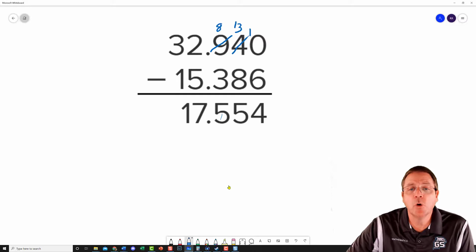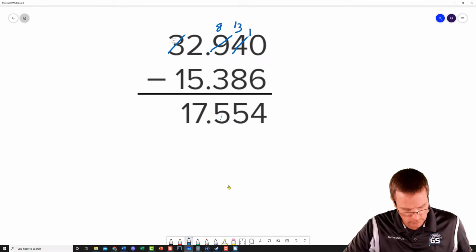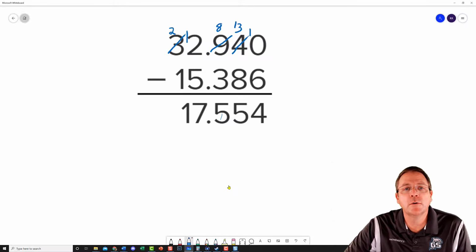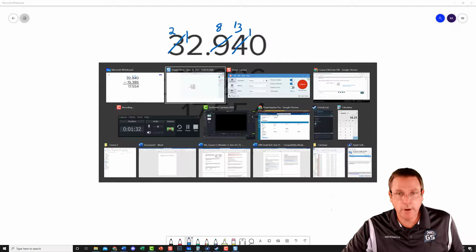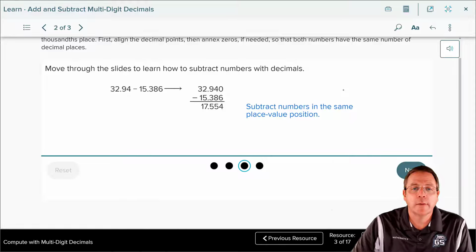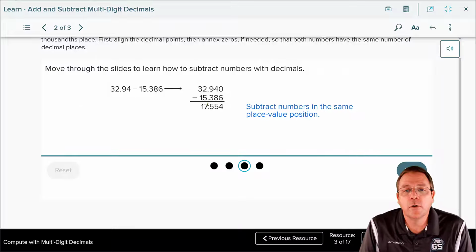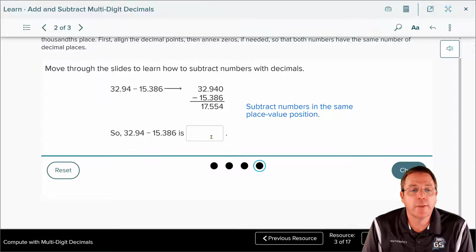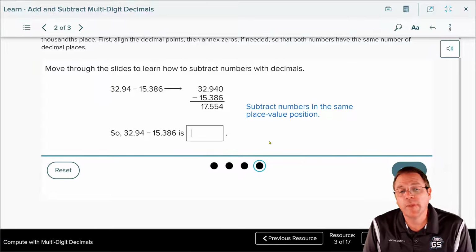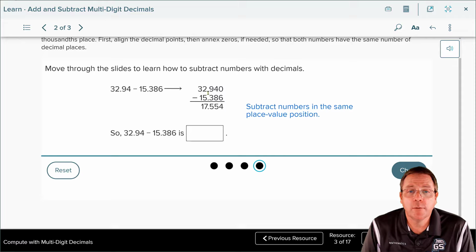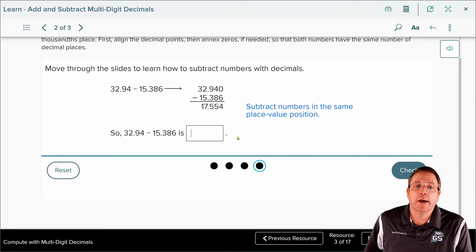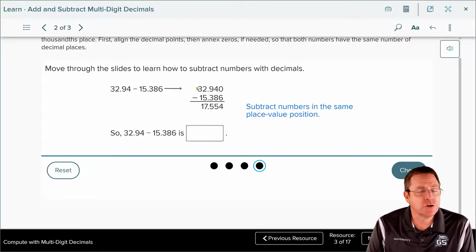8 minus 3, totally doable. That was 5. And then, 2 minus 5, they couldn't do that either, so they made that 3, whoops, wrote that wrong, into a 2, and this 2 became a 12, and 12 minus 5 is 7, 2 minus 1 is 1, and that is where they got the 17.554, also known as 17 and 554 thousandths, which is what we would put in here if we were going to do that. Don't forget, you have to bring your decimal straight down and circle your answer to make it easy to find. This right here, guys, that's showing your work.